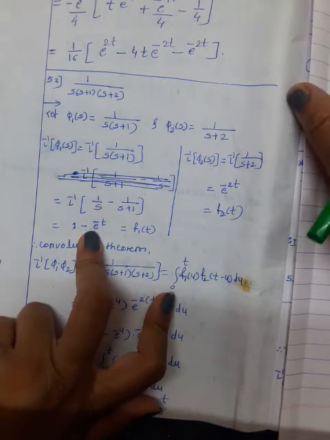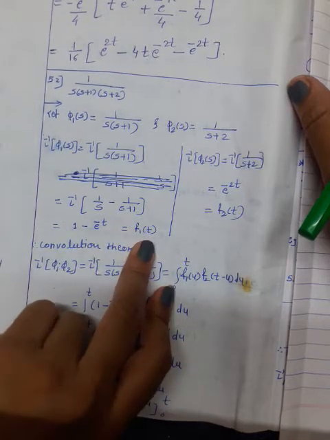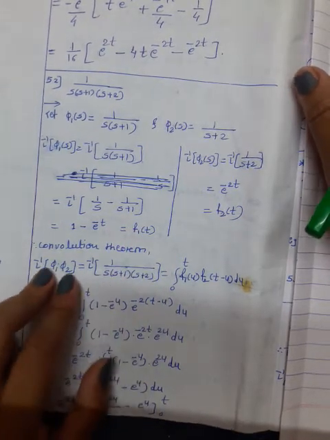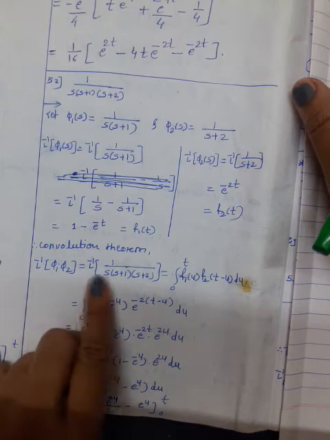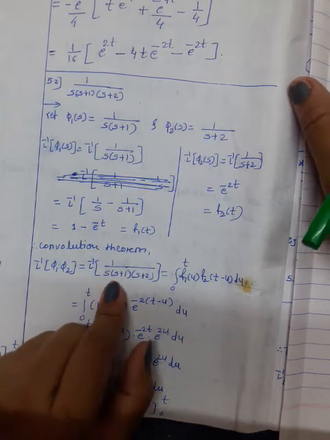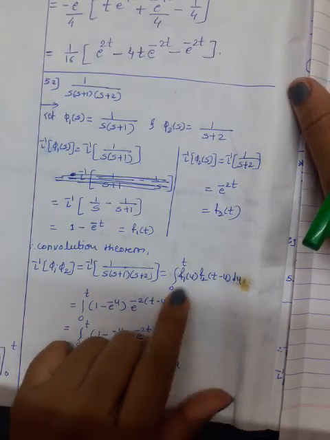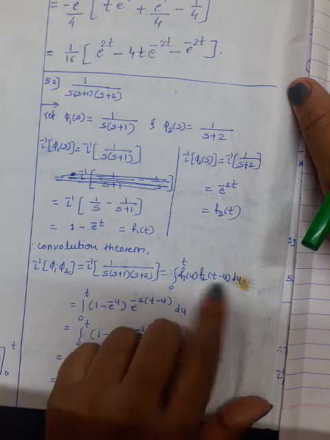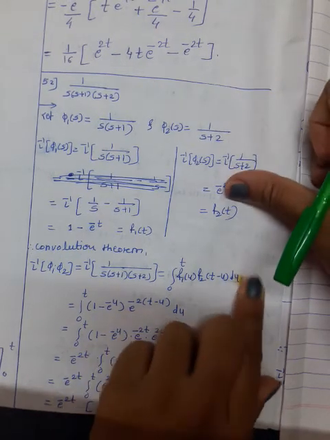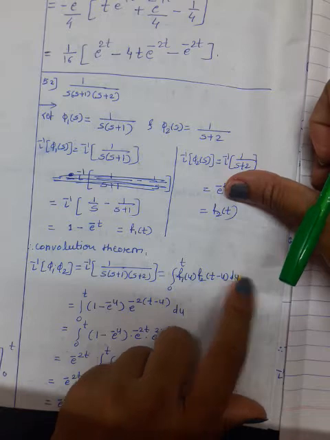is e raised to minus t. Call it f1(t). Inverse of phi 1 is f1. Okay, now use the convolution theorem to find the inverse. This is the statement of the convolution theorem. L inverse of phi 1 into phi 2, that is L inverse of our original example, is equal to, this is a formula, integration 0 to t f1(u) into f2(t minus u) du. Okay, remember here the integration is with respect to u, not t.